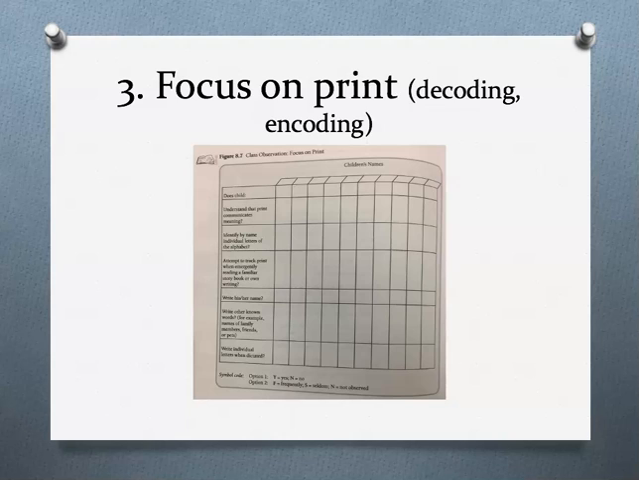Focus on print is the third checklist that we have, and it's going to help us see how much the child is engaging in decoding and encoding, right? Things that we would be observing would be: understand that print communicates meaning. Does the child understand this?